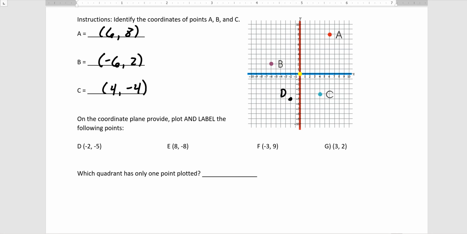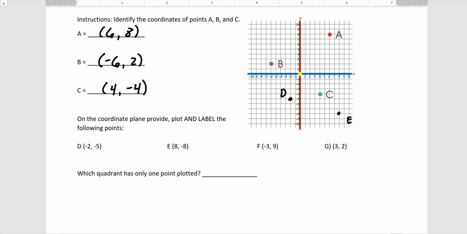Now I'm going to plot that point, and I'm going to label it as well. Now E is 8, negative 8, which means right 8 and then down 8. So that would place me right here, and that is point E. I suppose I don't really need a parentheses there, just E.